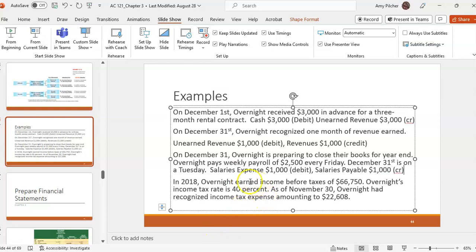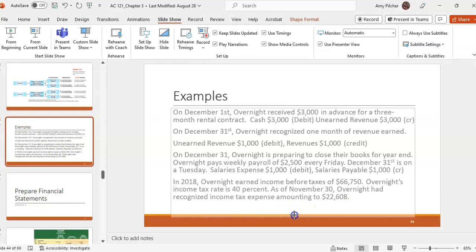Okay, and then this last one here, in 2018, Overnight earned income before taxes of $66,750. We have an income tax rate of 40%. As of November 30th, we had recognized income tax expense amounting to $22,608. So this is for recording our yearly income tax, so what we're going to owe for the year. So the first thing we need to do is calculate what that tax expense is.